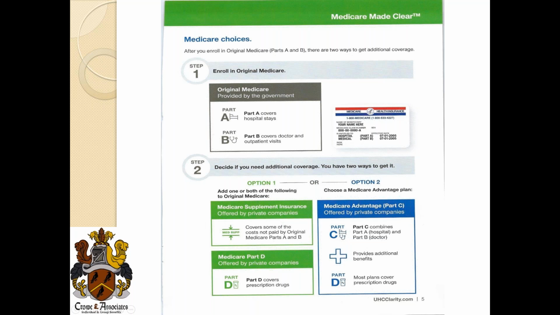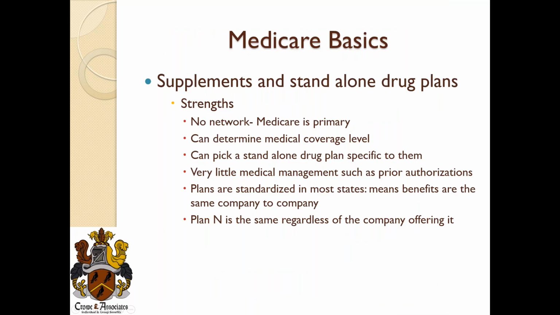Okay, so let's get into our pros and cons. If you have option 1, a supplement and a standalone drug plan, the strengths are no network. Medicare is primary. Go to anybody that takes Original Medicare. You can determine your medical coverage level. That's another strength. So if you're utilizing a ton of care, you're going to the doctor on average 5 times a month, you're in and out of the hospital, you could take a Plan F or a Plan N or a Plan G for that matter.